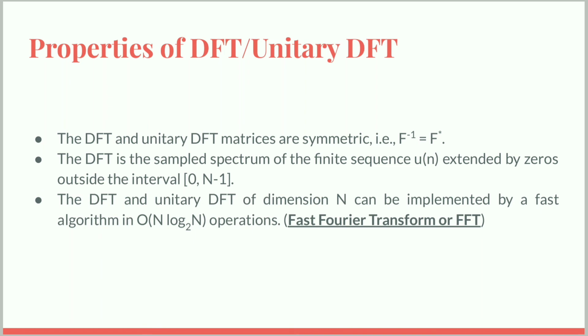Discrete Fourier transform as well as unitary DFT matrices are both symmetric. That is, F inverse is the same as F star. DFT is the sample spectrum of the finite sequence u of n extended by zeros outside the interval of 0 to n minus 1. DFT and unitary DFT of dimension n can be implemented by a fast algorithm in big O of n log n to the base 2 operations. Therefore, such Fourier transforms are also known as fast Fourier transforms or FFT.